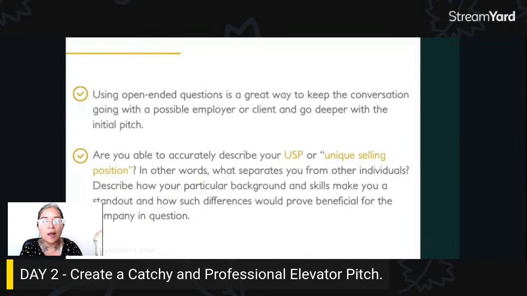So you have to describe how your particular background and your skills make you stand out, how those differences will provide a benefit or will be beneficial for the company, right? So what is it that is different? Okay, what is it that makes you stand out from others?